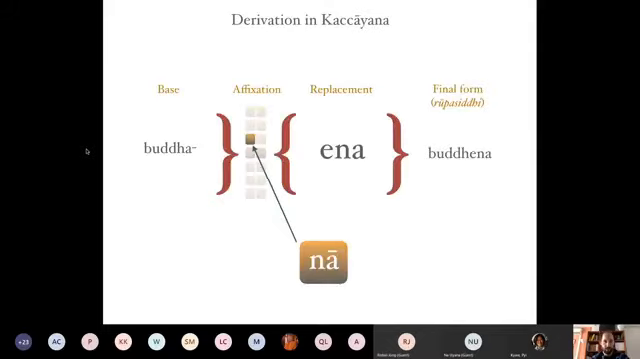So here, as I said, what happens is the following. You start with the base, then you have to take the vibhakti, the affix, and then there is a rule for replacement, and then you reach the final form. Second example.